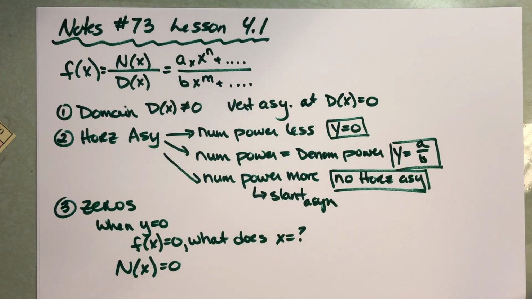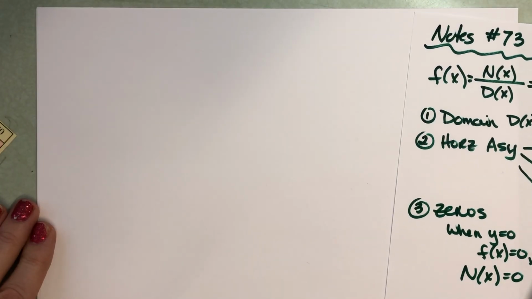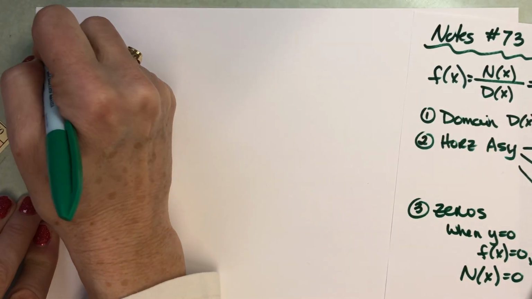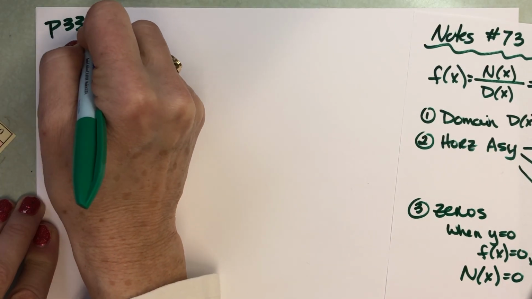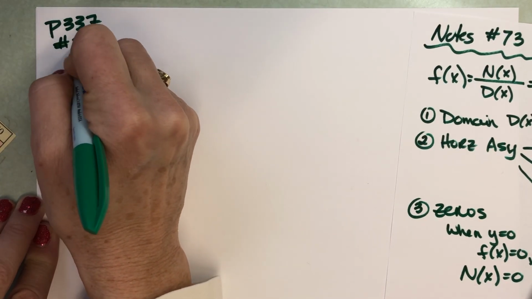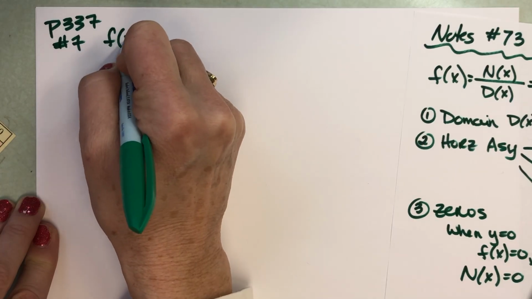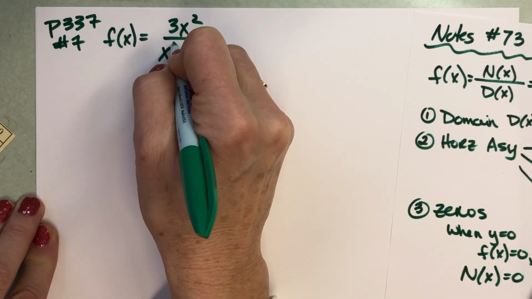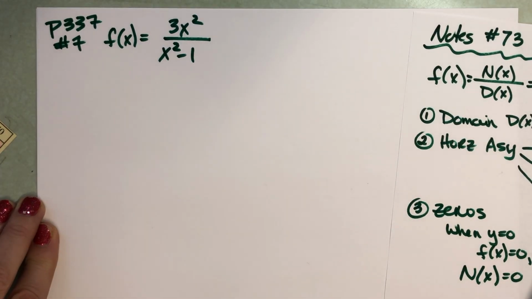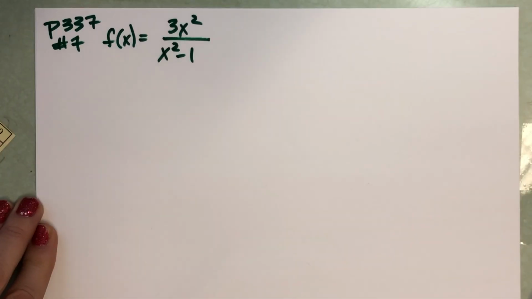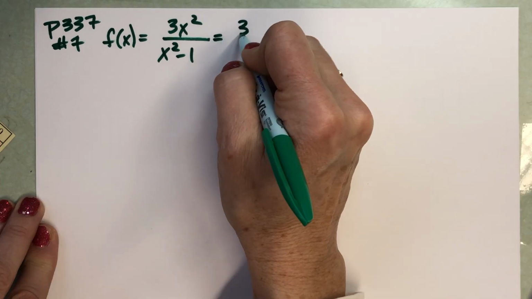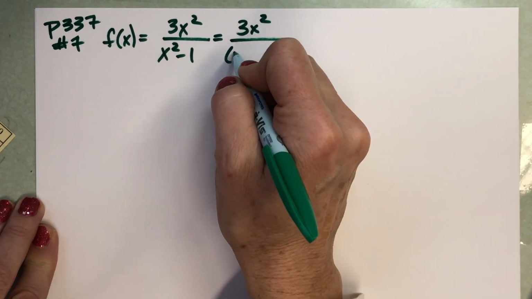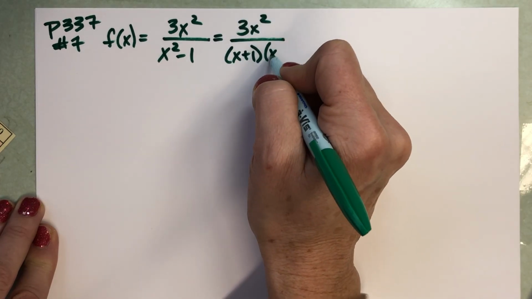I know exactly what you're thinking. Let's do a problem. Let's get right to it. We'll leave this right here so we can refer back to it. I'm going to do page 337, number 7. Okay, so I've got f of x is equal to 3x squared over x squared minus 1. And I know as soon as you see that x squared minus 1, right away you are going to think about that as the factored form. I know you guys. x plus 1, x minus 1.